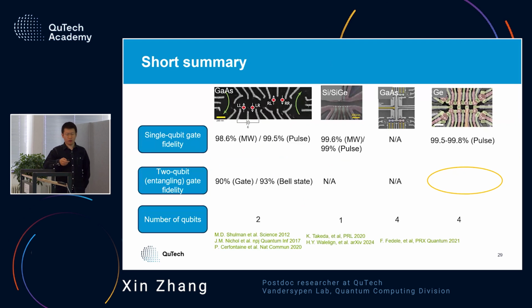So now we have filled in the blank here. We have a 90% Bell state fidelity and a 75% remote Bell state fidelity. But another number that is missing is the gate fidelity. So now we are coming to the final part of this talk, where we are exploring ways to check the two-qubit gate fidelity.